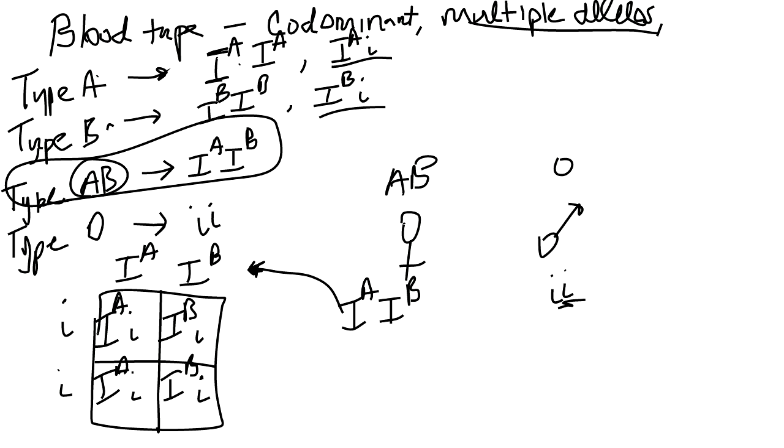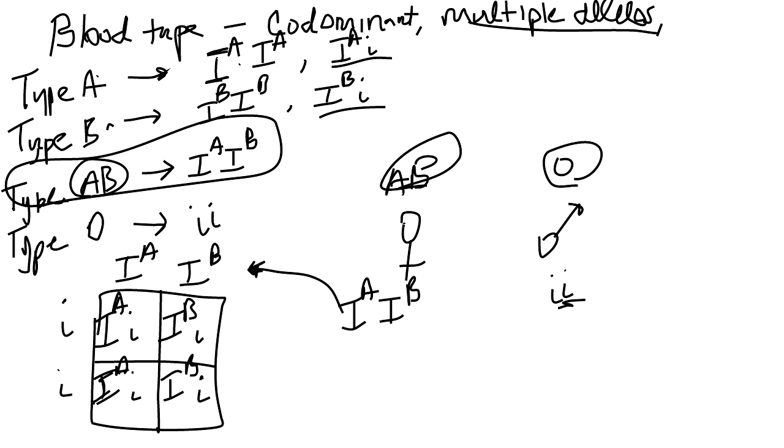What we see is they have a 50% chance of having a child that the genotype is IAi, which means type A blood. And they have a 50% chance of having a child that's IBi, which is type B blood. So the children will not match the blood type of the parents.